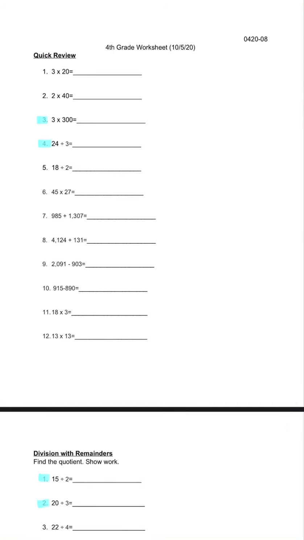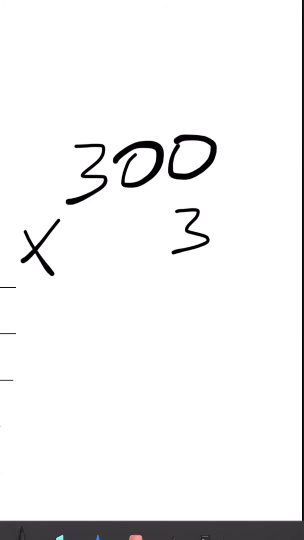Hi guys, today we're going to be going over the 4th grade worksheet, lesson number 8. I'll be doing the highlighted problems, so just go ahead and try the rest after I'm done. So we're going to start with number 3, which is 300 times 3. So I'll go over here and we'll write out 300 times 3.